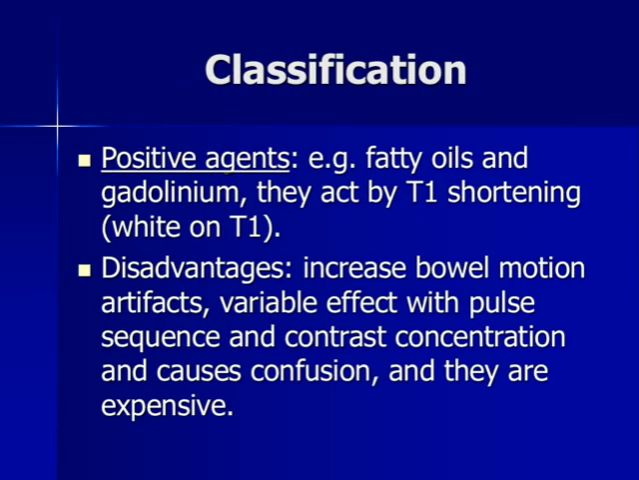Okay, again, positive and negative agents. Positive agents like fatty oils and gadolinium act by T1 shortening. They appear white on T1. The disadvantages, why we don't use them: the bowel motion artifact will be more, because they are hyperintense on T1. So usually we give something like Buscopan to make the peristalsis less severe and less frequent. Variable effects with pulse sequence and contrast concentration cause confusion.